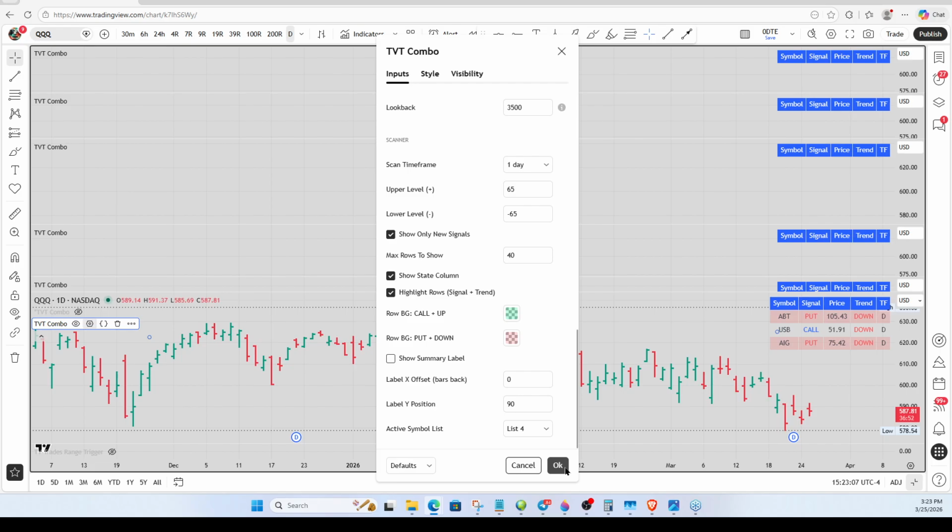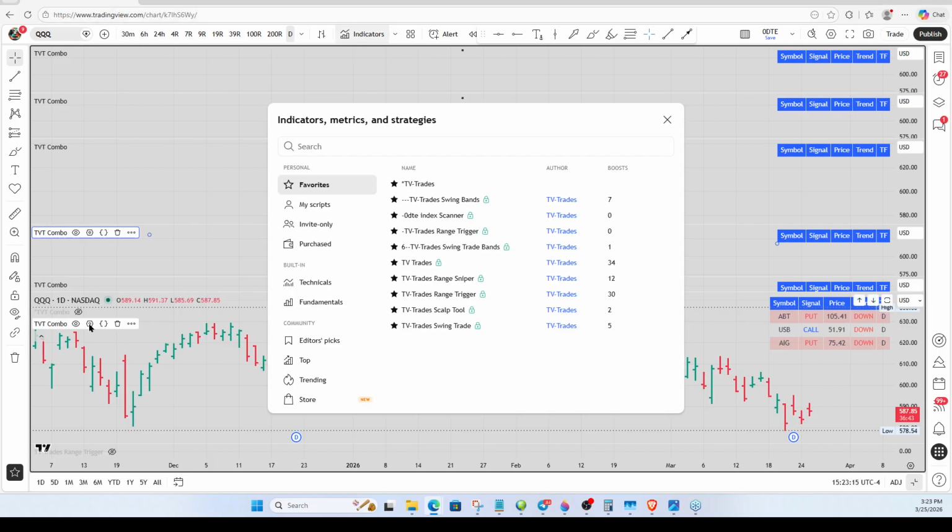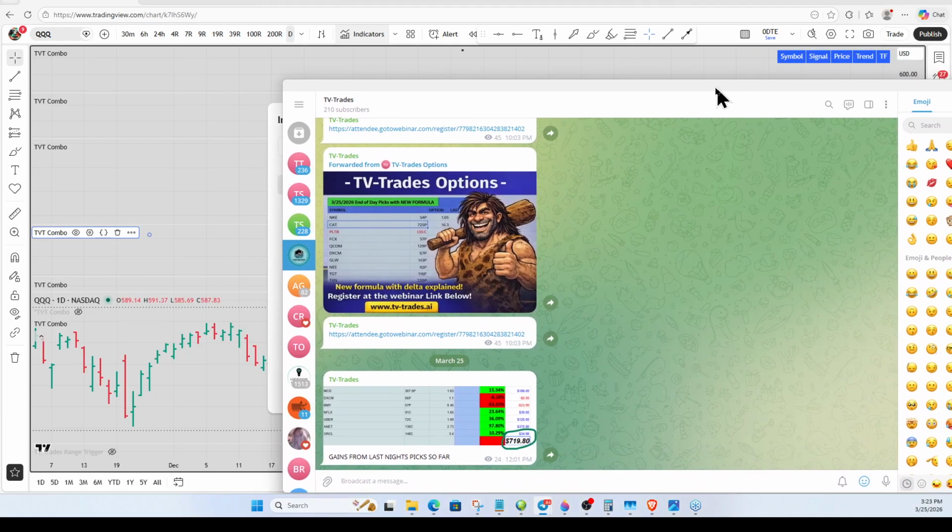Okay. The TVT combo is available to everyone right now, Craig. Yep. It's not called TVT combo though, it's called TV trades. It shows up as TVT combo here, but it's called TV trades in here. So all you guys that are subscribers, this is available to you right now. I actually put that out here in the Telegram channel. I put a video in there.